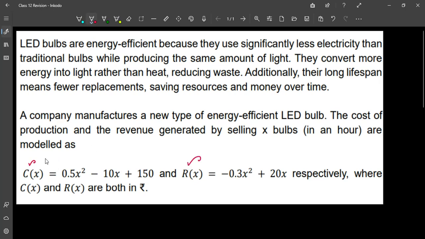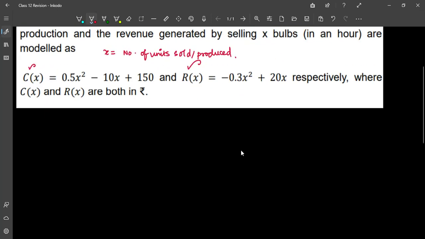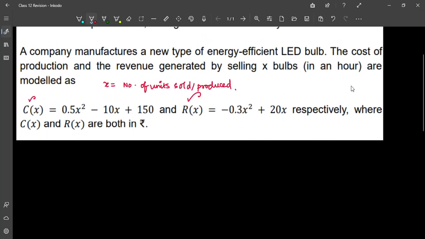The cost function depends on X, where X denotes the number of units either sold or produced. If it is a cost function, then X is the number of units produced. If it is a revenue function, then X is the number of units sold. Okay, so I'm skipping this part. Now look at one more part in this question.